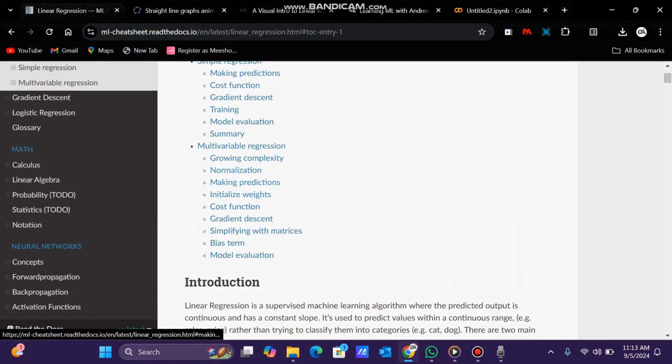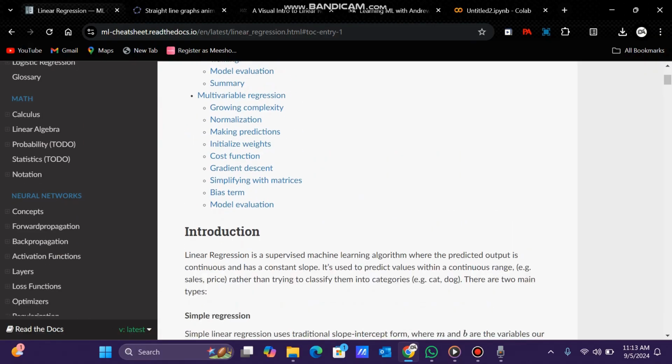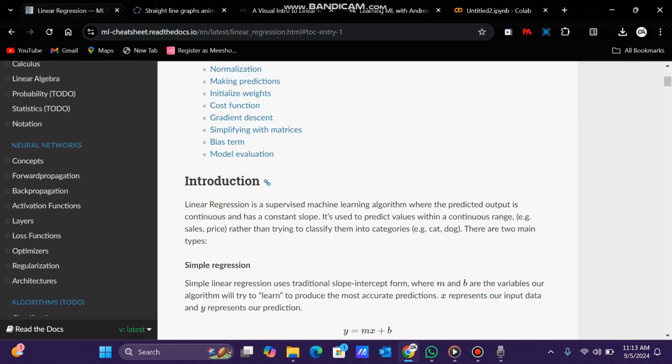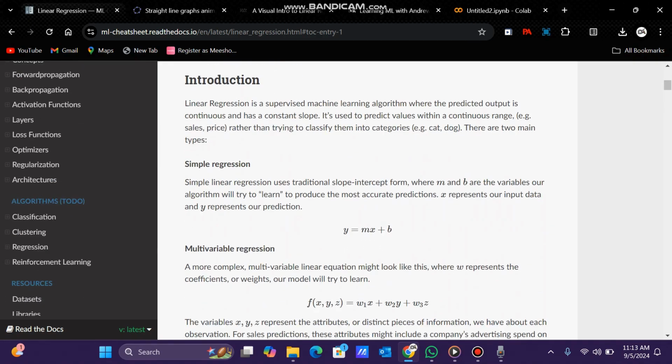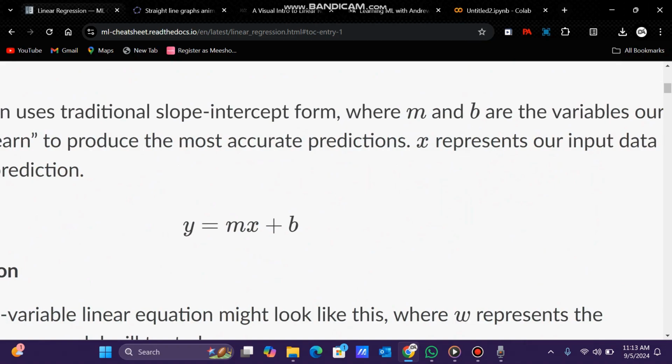So today, let's dive into linear regression. Ever heard of it? Linear regression is a supervised machine learning algorithm where we predict continuous values that have a constant slope. Think of it as a tool to forecast numbers like sales or prices, rather than categorizing things like cat and dog.